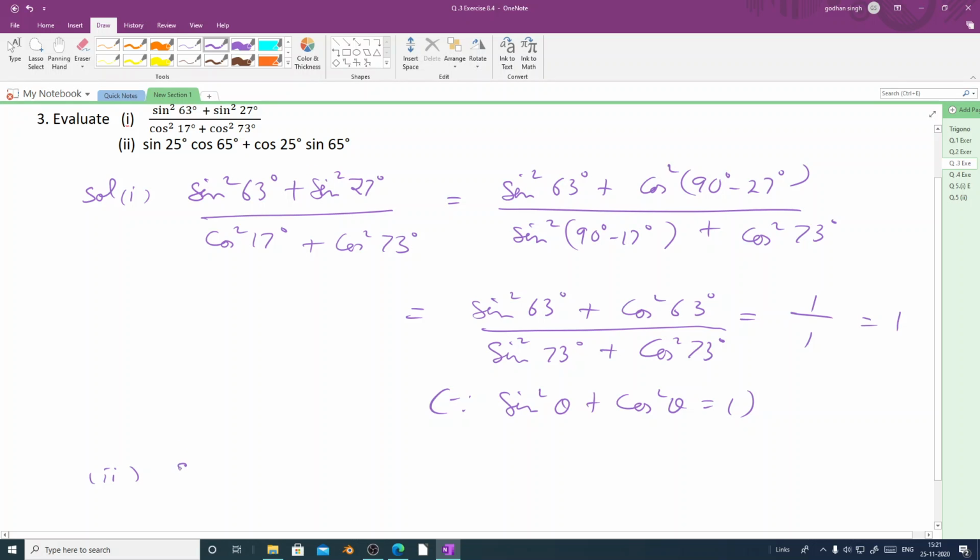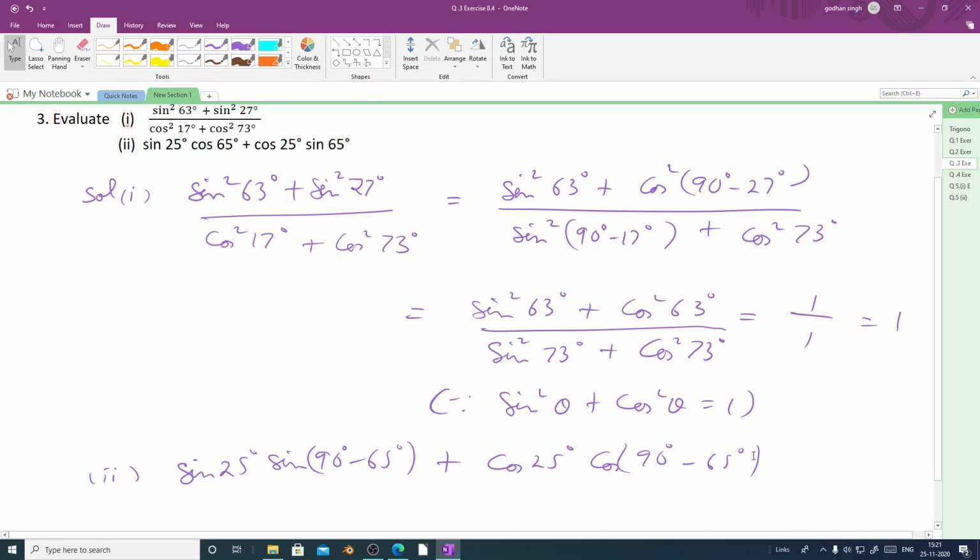So solving the second part, sine 25 degree can be written as sine 25 degree keeping as it is, and this cos 65 degree we can write as sine 90 minus 65 degree, plus here we will keep cos 25 degree as it is, and the second, that is sine, we will convert in terms of cos, so that can be written as cos 90 minus 65 degree.